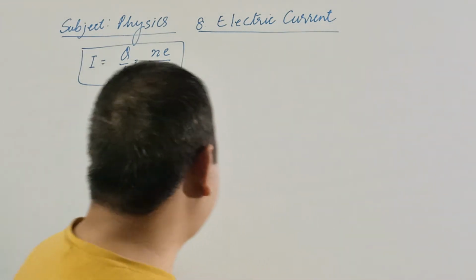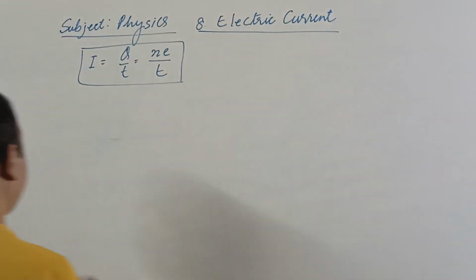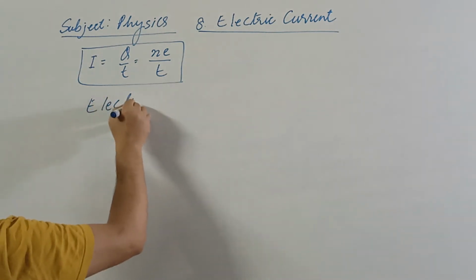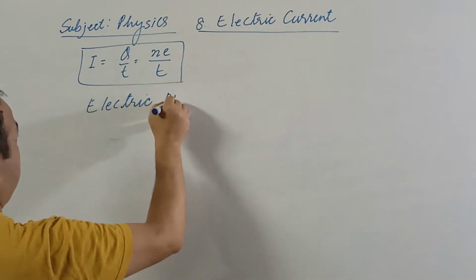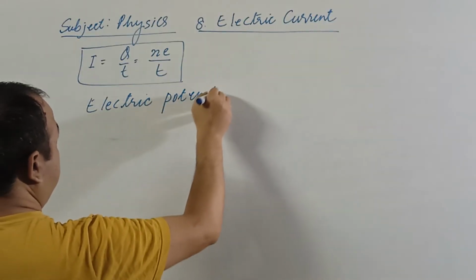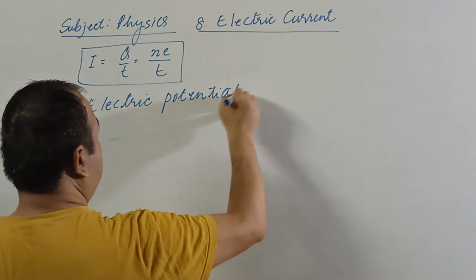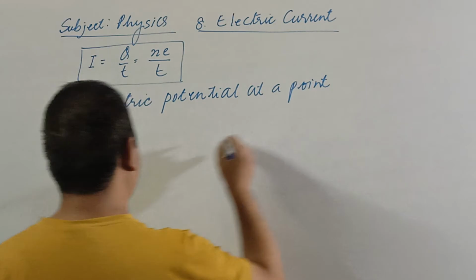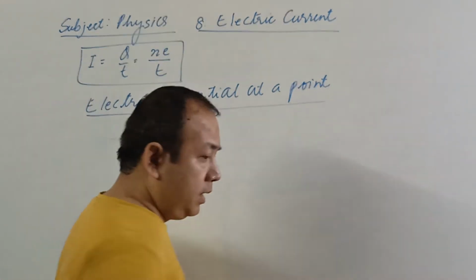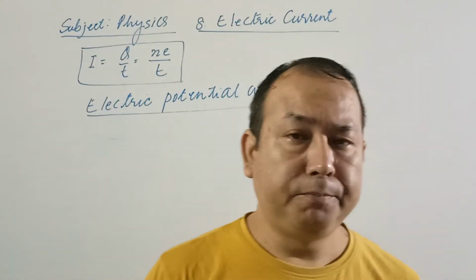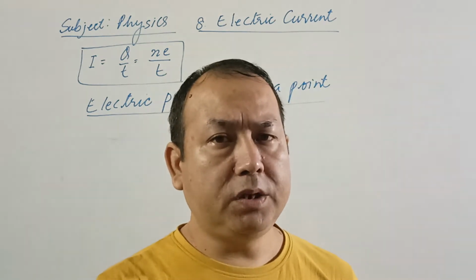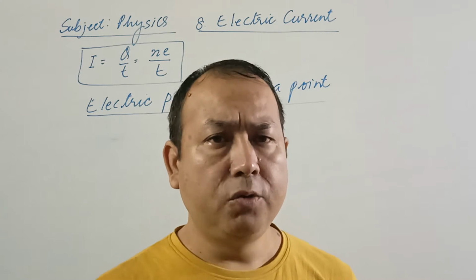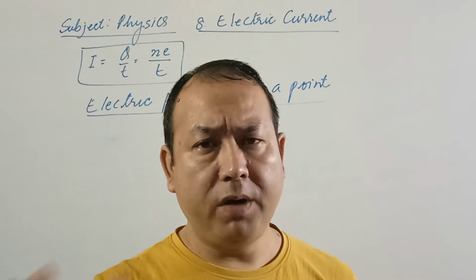Okay, now let us discuss today another topic, that is electric potential at a point first. How to define electric potential at a point? Electric potential at a point is defined as the amount of work done to bring a unit positive charge from infinity to that point.